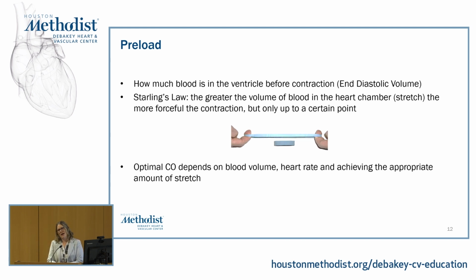If you remember the analogy of that rubber band, the more that rubber band is stretched, the more snap you're going to have, the more forceful that snap is going to be. But the more you stretch that rubber band, it can lose its elasticity, and so it won't have that snap. Your heart is exactly the same way. The more it expands, the better contraction it gets, but if you work that heart too hard, it will get floppy and it will not snap back like it should. And so optimal cardiac output depends on blood volume, heart rate, and achieving the appropriate amount of stretch.